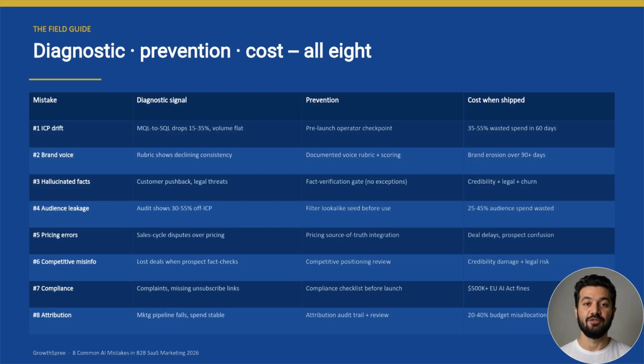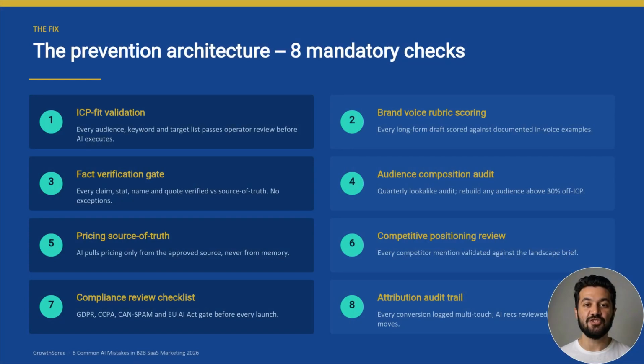Put it together and you've got a field guide. For each mistake, the diagnostic signal that flags it, the single prevention that stops it, and the cost if it ships. Pin this one up. The 8 preventions combine into one quality control architecture: ICP fit validation, voice rubric scoring, fact verification, audience audits, pricing source of truth, positioning review, a compliance checklist, an attribution audit trail. Run continuously, not once.